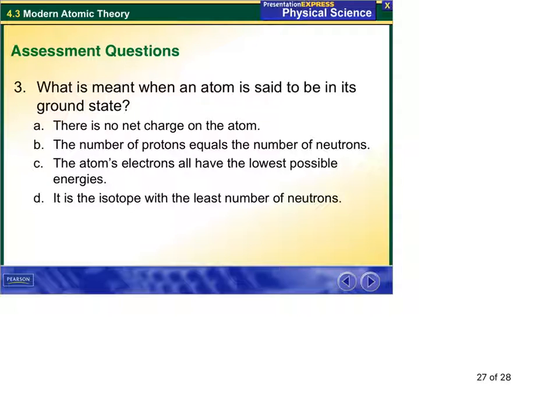In its ground state, we see the lowest possible energies. Protons can equal the number of neutrons, but it has nothing to do with this process. There's no net charge on an atom, always true, but we're not talking about ground state, and ground state doesn't talk about isotopes.